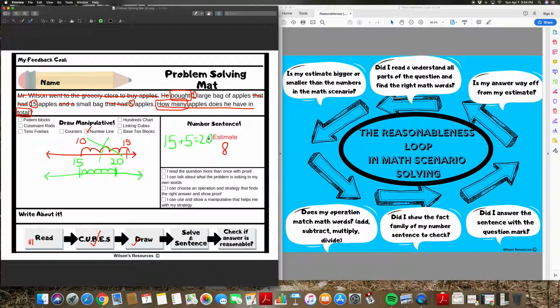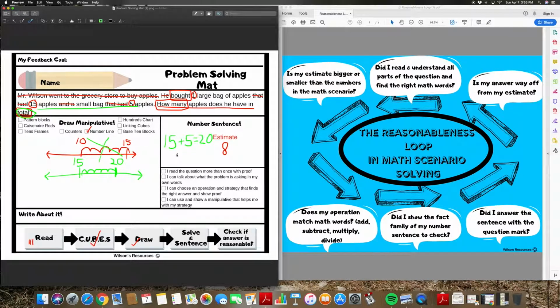There we go. So just going back and checking our work, asking ourselves through this reasonableness loop, is our answer reasonable? We were able to go back and fix our mistake in the process and realize that it's actually addition, this total, and knowing that he's getting more apples was an important key feature. So now over here, it says, did I show the fact family or my number sentence to check? So now we've done that. We've checked it, and now we know that that's correct, okay?